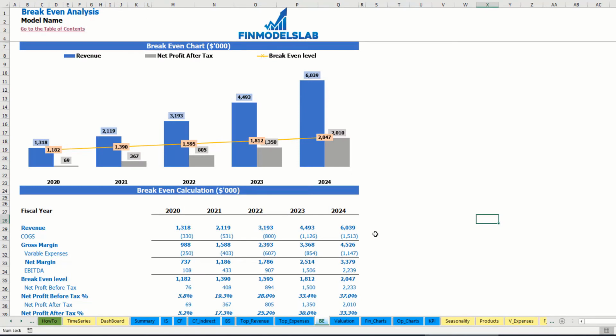On the break-even tab you may find the calculation of the revenue break-even level and break-even chart. For this particular use case, you may find that your revenue break-even level is less than actual revenue calculation. This means that the company is profitable.